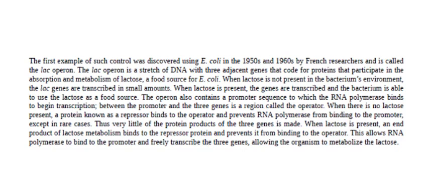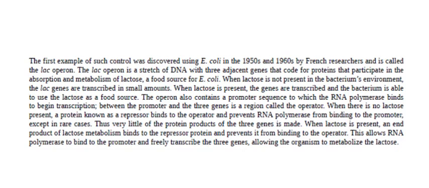The operon also contains a promoter sequence to which the RNA polymerase binds to begin transcription. Between the promoter and the 3 genes is a region called the operator. When there is no lactose present, a protein known as a repressor binds to the operator and prevents RNA polymerase from binding to the promoter, except in rare cases.